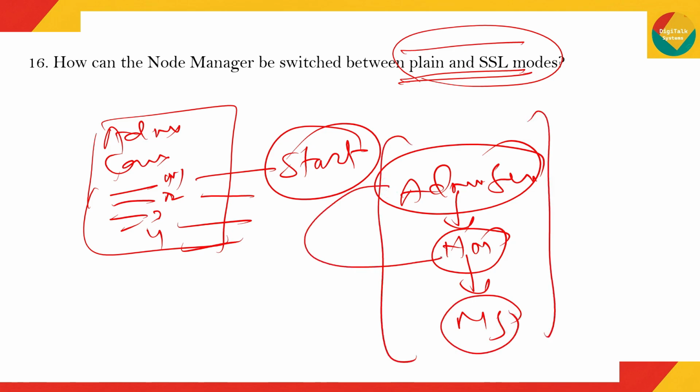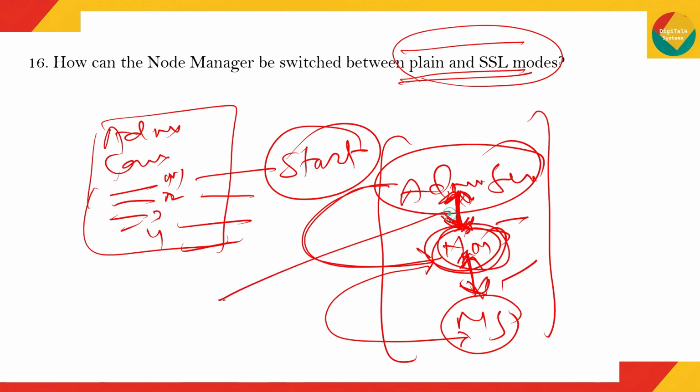Admin server will contact the node manager. Node manager will contact the managed server. So that means there is communication going on between admin server and node manager, and between node manager and your managed server, right? This communication can be plain or it can be SSL based.